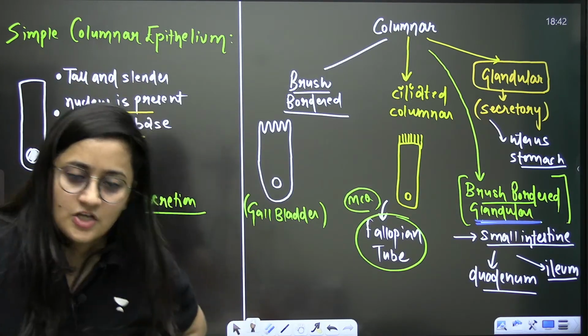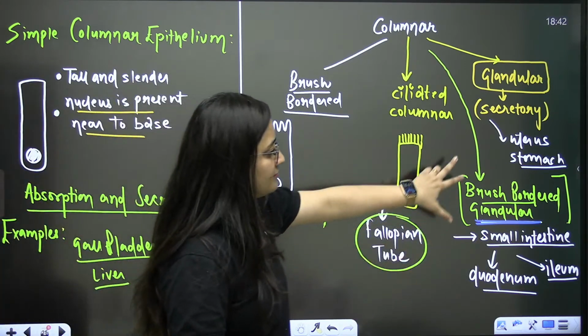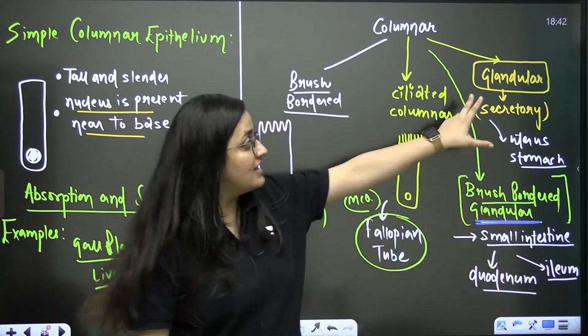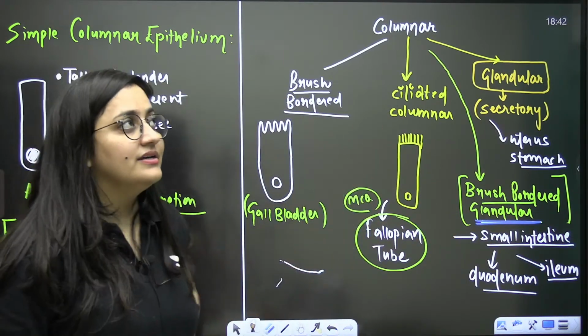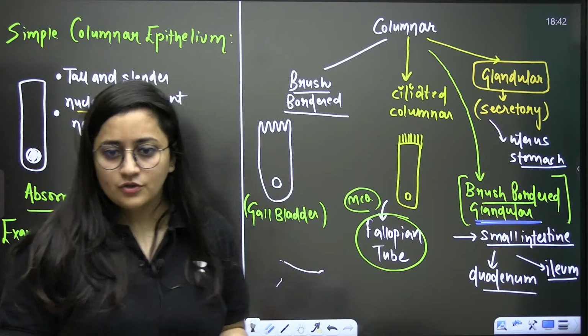So ciliated in the fallopian tube, important MCQ; brush bordered glandular in the small intestine; simple glandular in the uterus, stomach, colon, rectum. You will find it there. So this is what you need to remember.